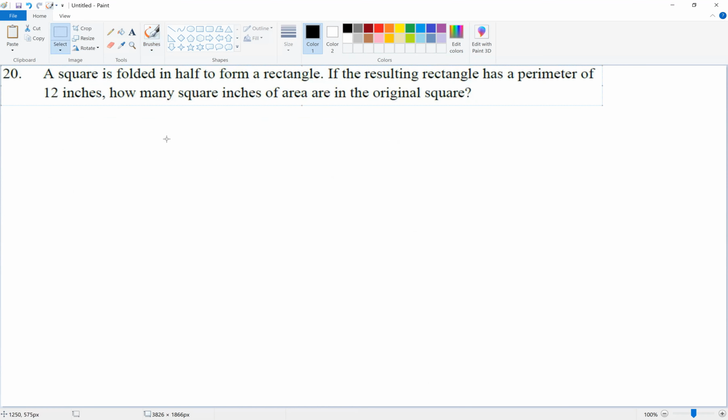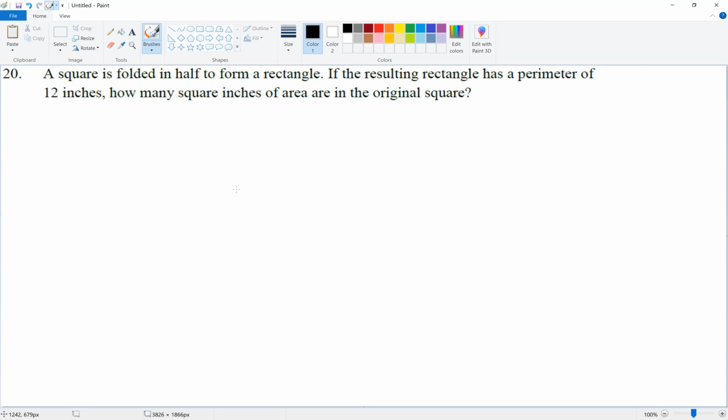Isha, you said number 20? No, I said 21. Okay, Nina, 20. A square is folded in half to form a rectangle. If the resulting rectangle has a perimeter of 12, how many square inches of area are in the original square?